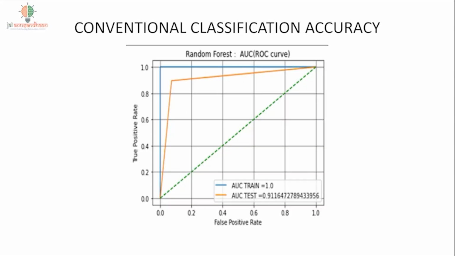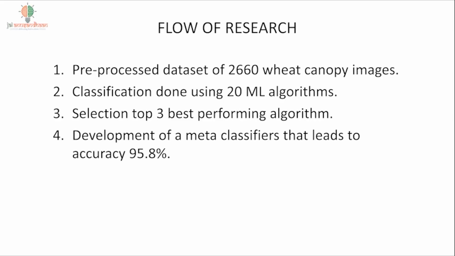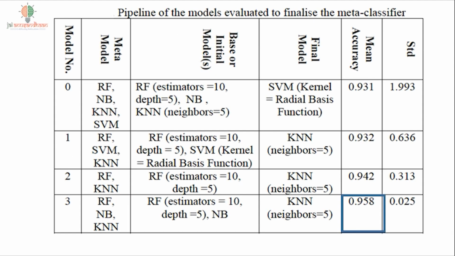Most of the datasets available to date are on hyperspectral images, which are really difficult to process and require highly complex algorithms. So this is a very novel algorithm which is able to produce a baseline accuracy of 91.16 with the conventional machine learning algorithm. And the proposal that I have suggested is a meta classifier in which we have amalgamated various machine learning algorithms, that is random forest, naive Bayes, and SVM. In collaboration, these algorithms achieve an accuracy of 95.8.